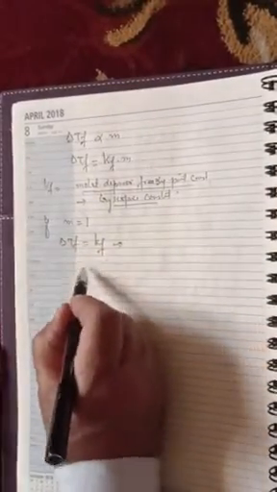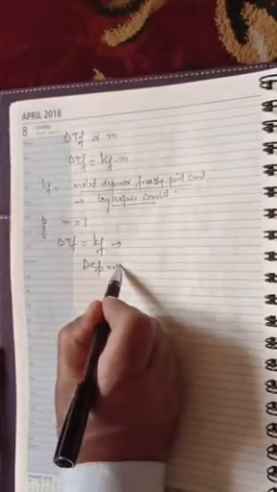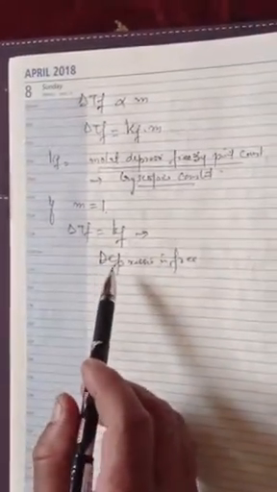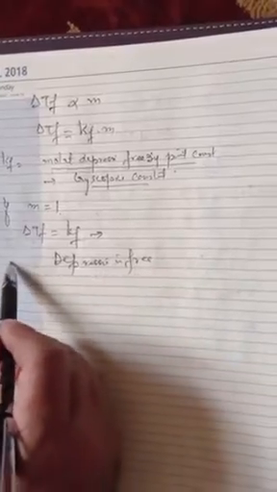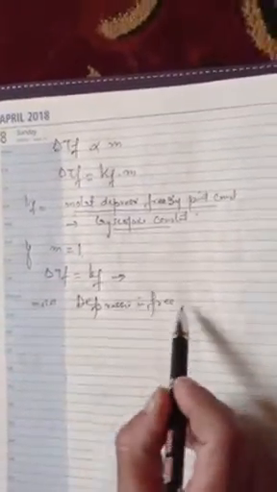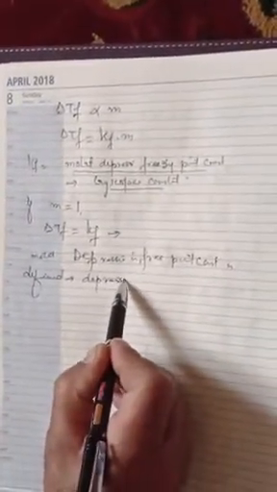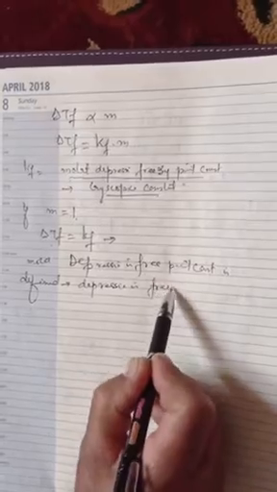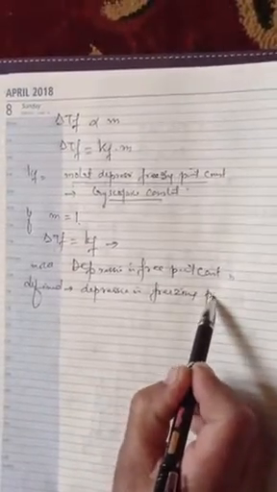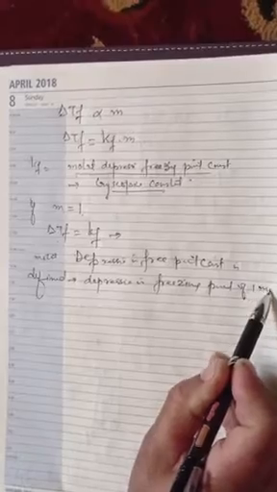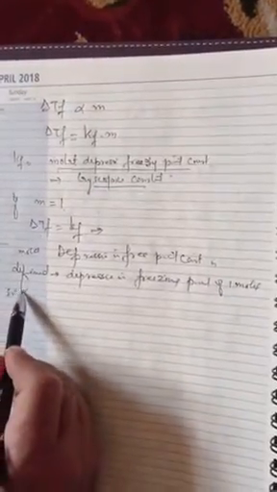We know that ΔTf is proportional to m, where m is the molality of the solution. Molality is the number of moles dissolved per kg of the solvent. Here we take the number of moles into consideration. Therefore, depression in freezing point is a colligative property.